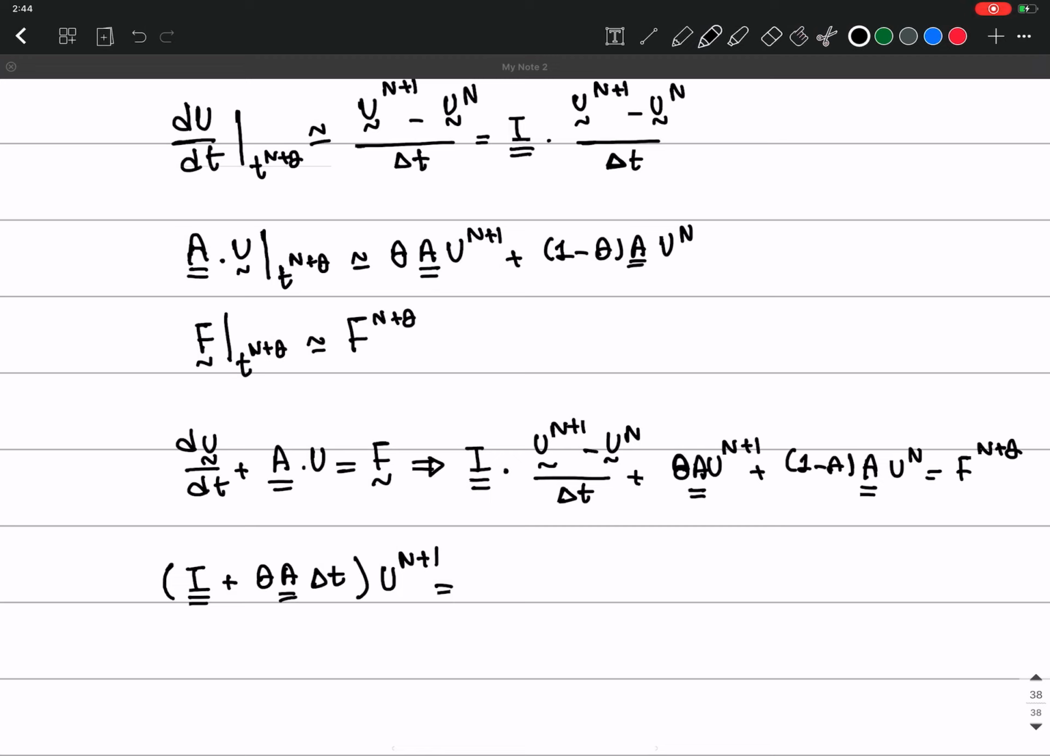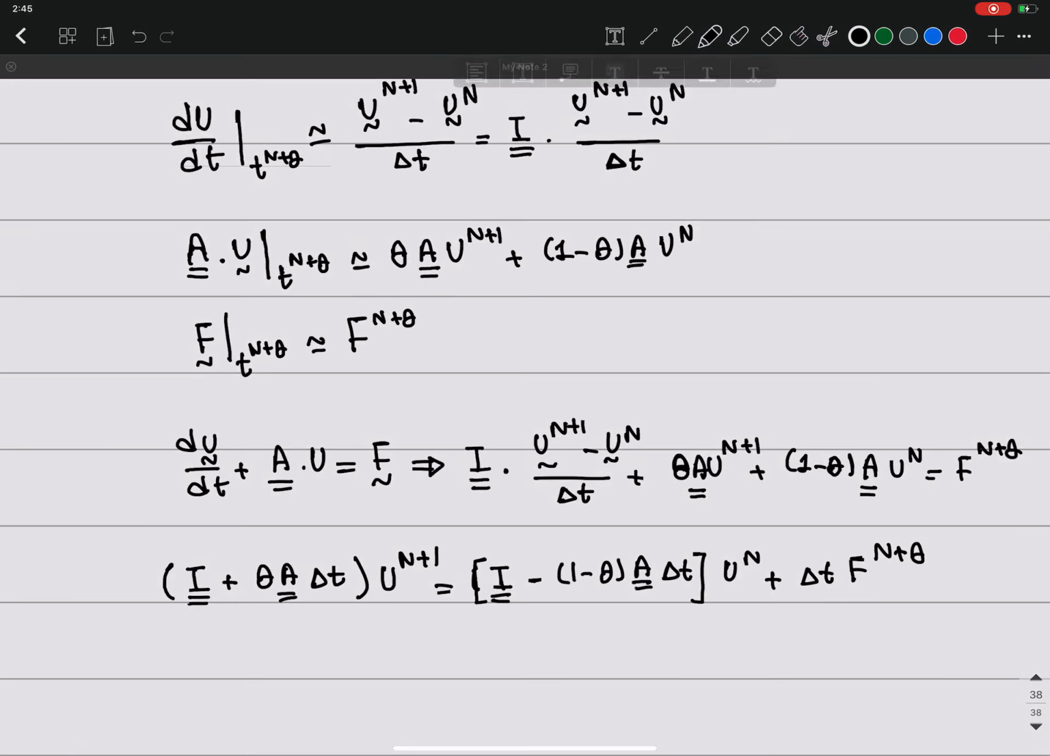to the right-hand side and factor that, so I'm going to have I minus one minus theta A delta t times u n plus delta t f n plus theta. So this is going to be my final discretized system.